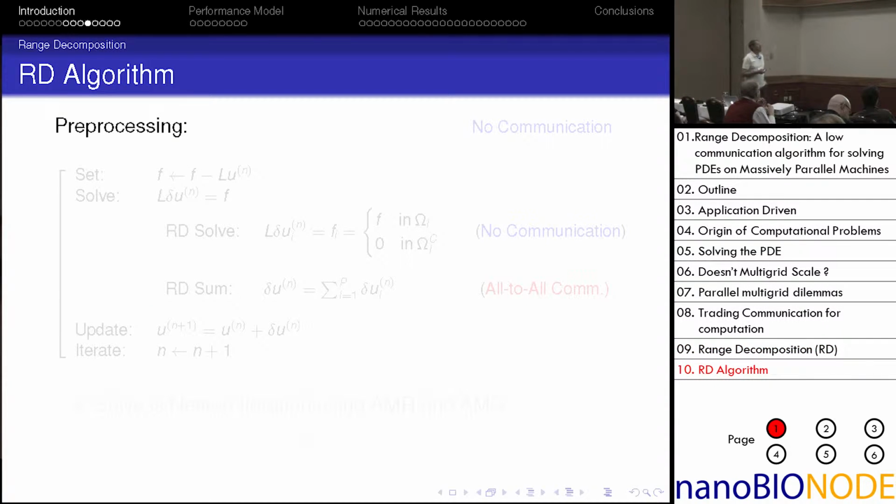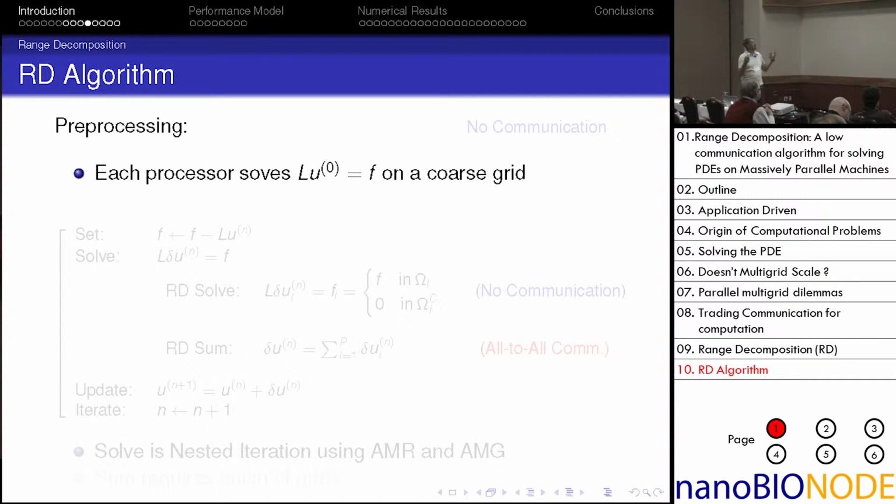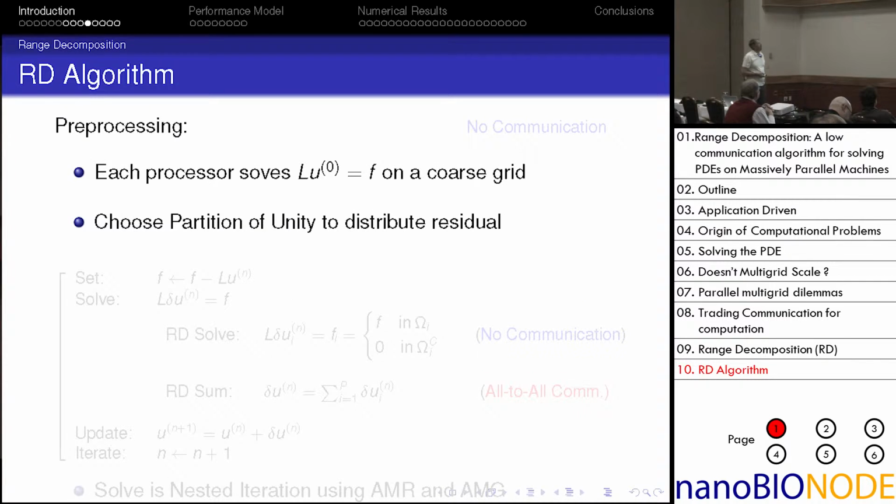So here's another look at this algorithm. There's a pre-processing step, and you think of all the processors sitting there. They know something about the problem, and they all, in parallel, start solving it. Each processor solves the entire thing on a really coarse grid, just some fraction of the strength of the processor or the cluster of processes. Solve it on a coarse grid. No communication yet. Choose a partition of unity.